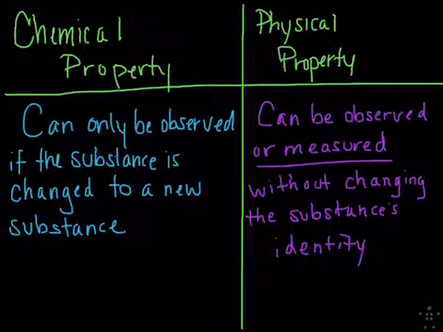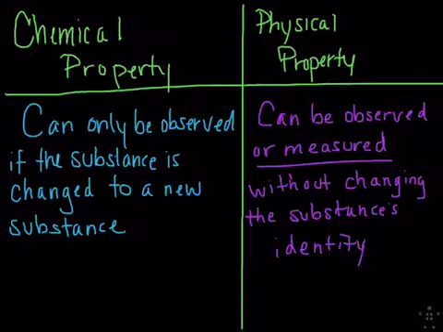So just a quick chart to help recap the difference between chemical properties and physical properties. For chemical properties, they can only be observed when the substance is changed into a new substance. Things like flammability and reactivity. If you are observing something's flammability, it has caught on fire, and therefore at the end of that change it will be something different. So that's definitely a chemical property.